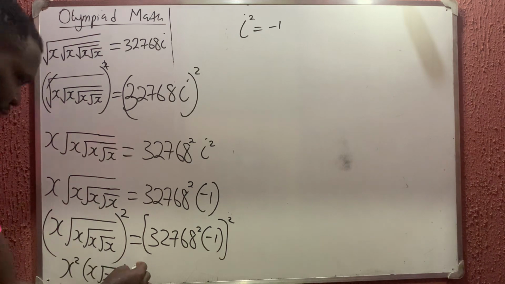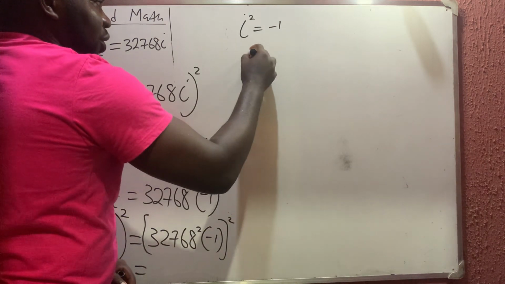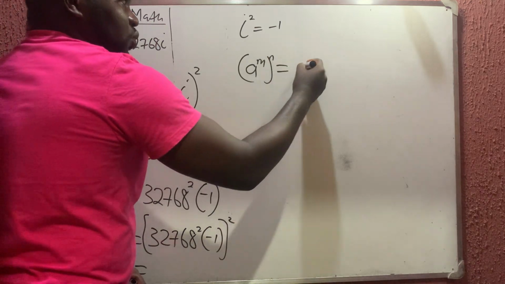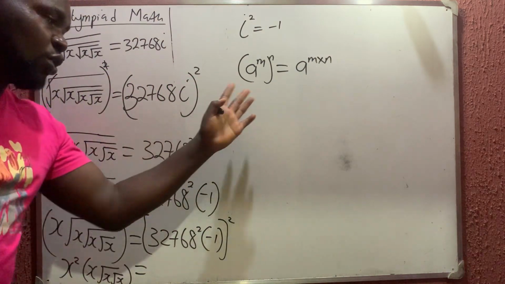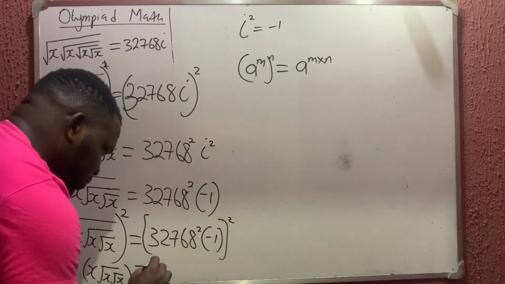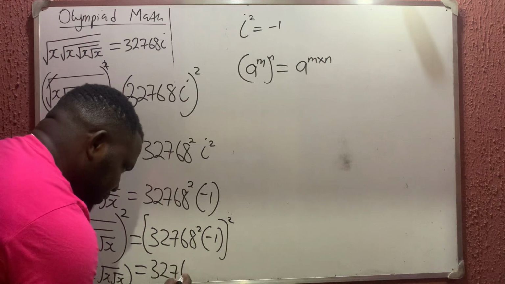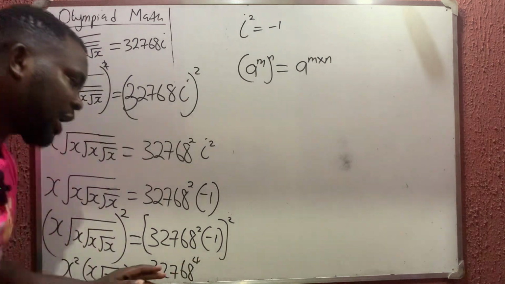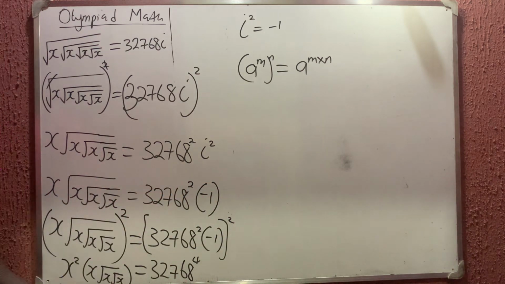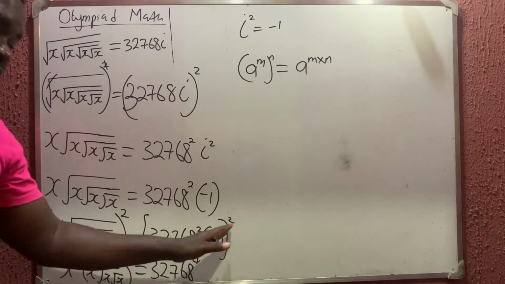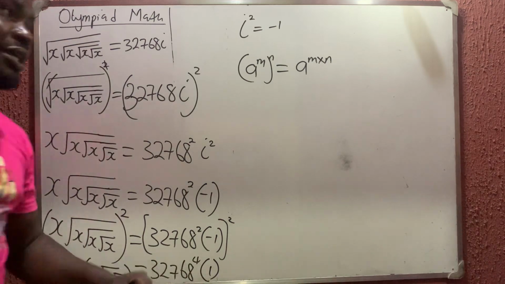Okay, is equal to 2 times 2 according to indices, because a raised to power m, all raised to power n, according to indices is what? a raised to power m times n. Okay, so math is very simple. All you need to know is just the laws. So this time I'm going to have 32768, sorry, 32768 raised to power 4. Now -1 raised to power 2 will give you a positive answer. So it's going to give you +1. Negative raised to an even power is going to be positive. So I'm going to have in bracket 1. And then 1 times anything is the same thing.